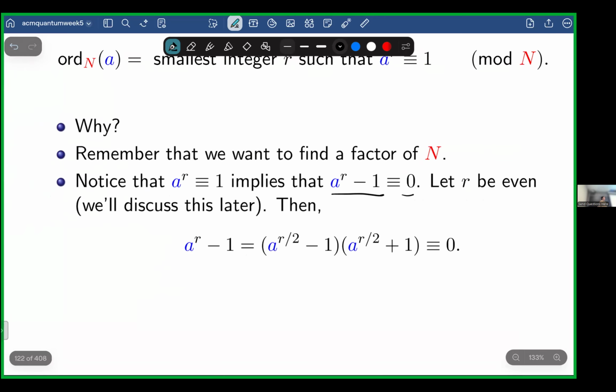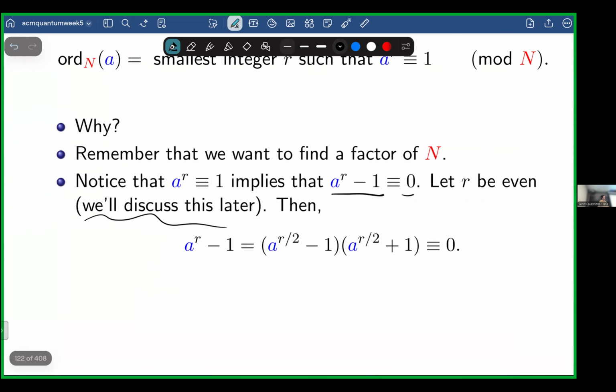And then we're just going to say let r be even. I don't discuss this later, despite what I say. I forgot to. But the probability of r being even, there's some conjecture or something that it is greater than 3/4. There's some proofs about it, but we'll just say that it's even.